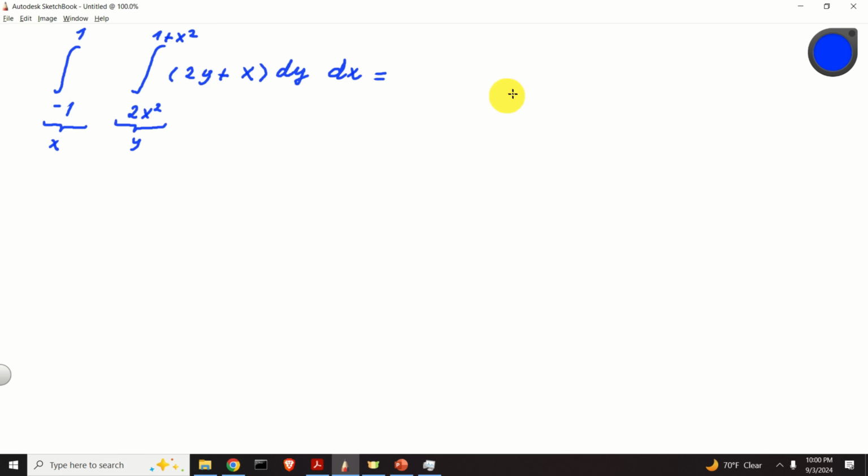Here is our integral, and let's solve it. First of all, over here I'm going to write the outer integral, since we are not integrating currently with respect to the outer integral. And let's solve the inner integral. Over here, again, x is considered as a constant, and we are integrating with respect to y. The integral of 2y becomes 2y squared over 2, and we have the bounds. The bounds are from 2x squared to 1 plus x squared. Then what do we have over here? We have plus, x is constant.